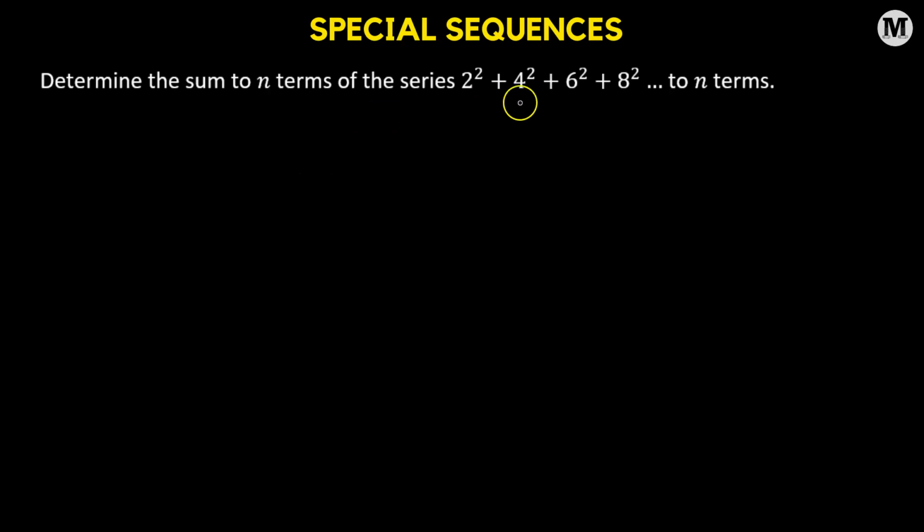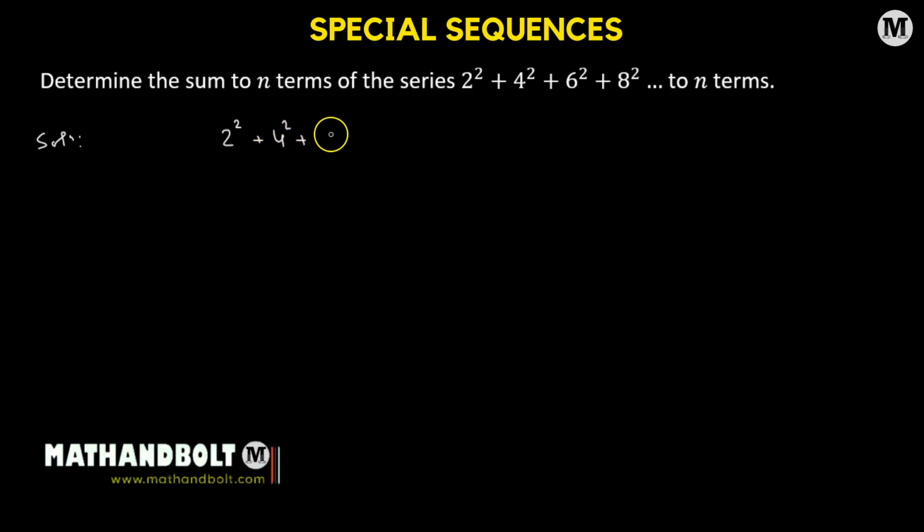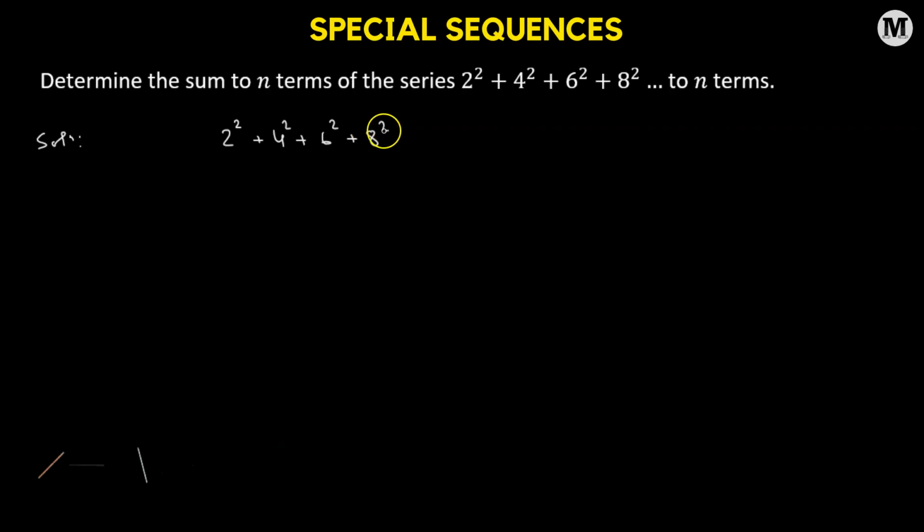Determine the sum to n terms of the following series. Okay, let us begin. So here we have a series whose first term is 2 squared, added to the next term, which is 4 squared, followed by the third term 6 squared and the fourth term 8 squared, and this continues all the way up to n number of terms.